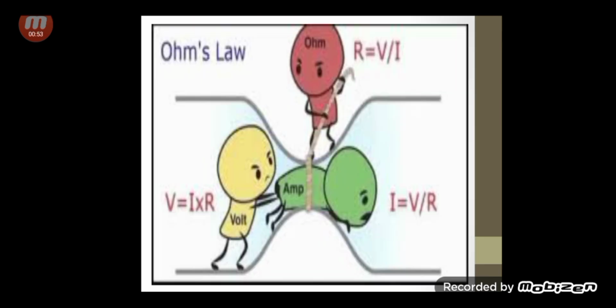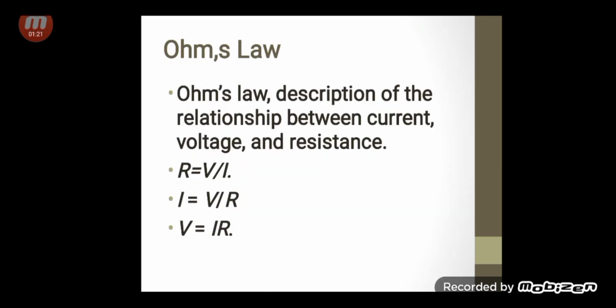Remember one thing, Ohm's law depends on these three things: resistance, current and voltage. When you want to measure the voltage, you have V equals IR. When you want to measure resistance, you have R equals V over I. And when you want to measure electric current, you have the formula I equals V divided by R. So these are the formulas for measuring electric current, potential difference and resistance.